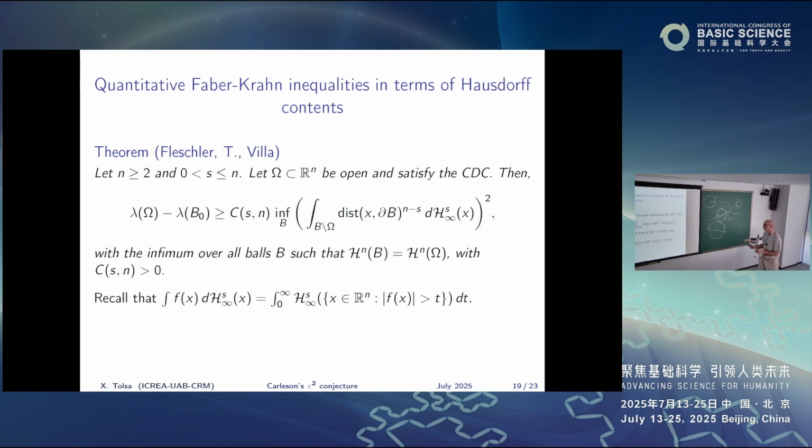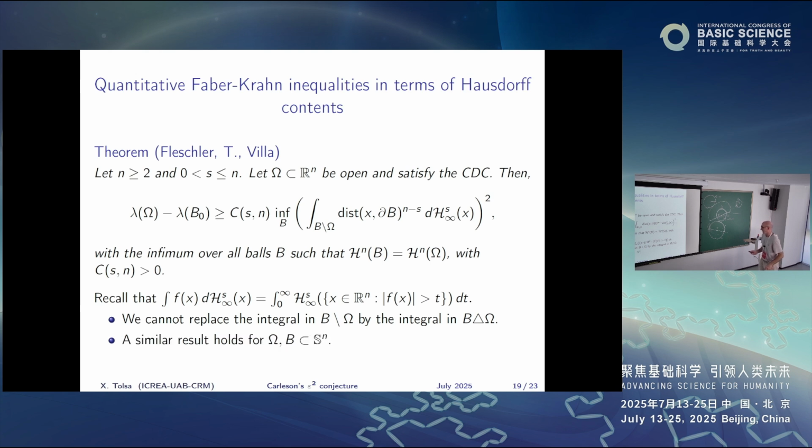All right. By the way, I stated this in this way to be more geometric, but we have a version of this theorem in terms of capacities that is, I would say, sharper, and does not require the CDC condition. Let me say that we cannot replace this by the symmetric difference. It's easy to check, considering domains such as this one, that here we cannot put the symmetric difference. It's only this way.